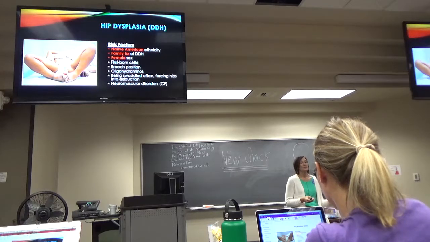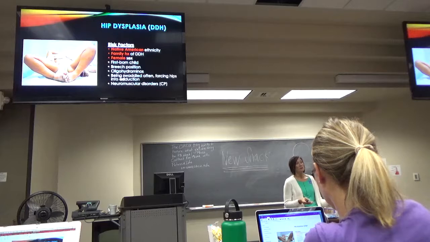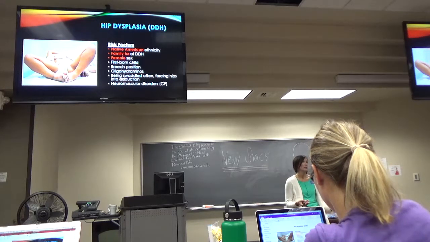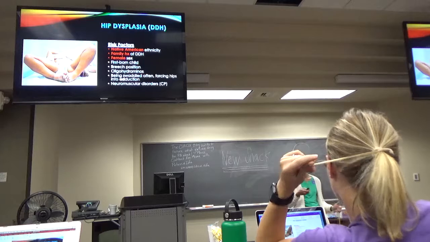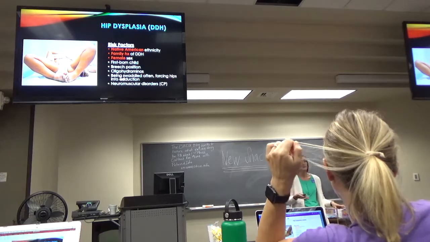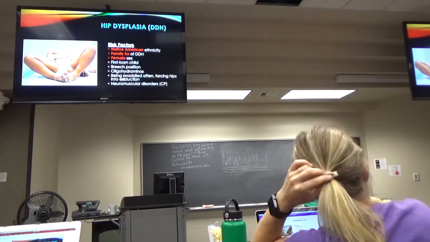Some of your risks for this are listed here. Definitely the big one is female. Somebody having had congenital hip dysplasia in the family. There are some things intrauterine that can put you at risk, like oligohydramnios. That's kind of interesting to me that you have not enough fluid to bounce around in the uterus. That can scrunch you down a little bit more.